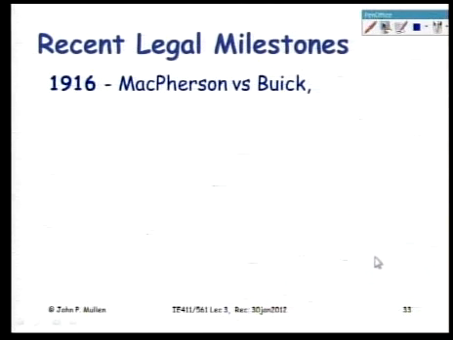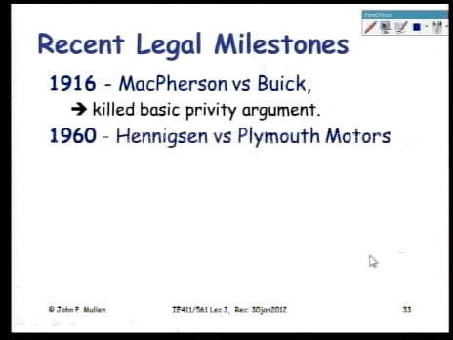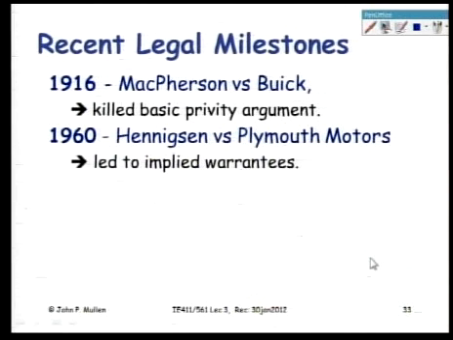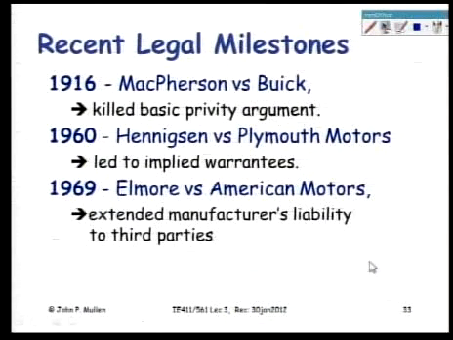1916 is McPherson versus Buick. As far as I know, McPherson has nothing to do with the struts. This killed the basic privity argument. And then in 1960, Hennington versus Plymouth Motors, this led to the idea of implied warranties, which hadn't existed up to that point. And then in 1969, Elmore versus American Motors, this extended the liability to third parties, which certainly had no privity. So let's look at the first one.